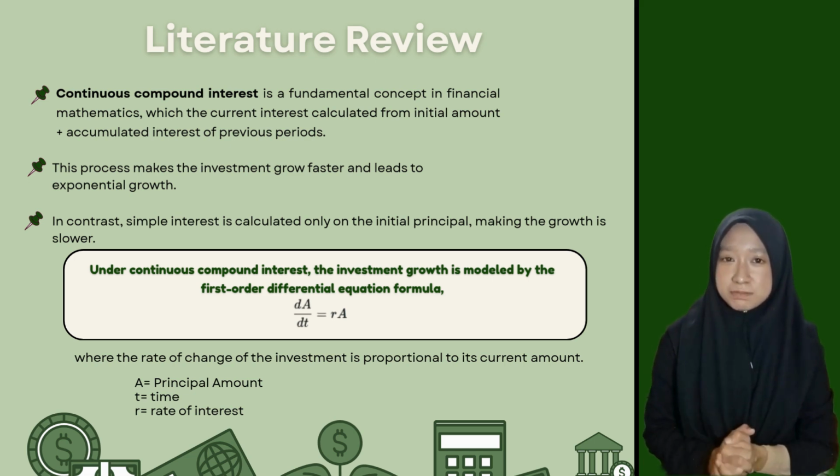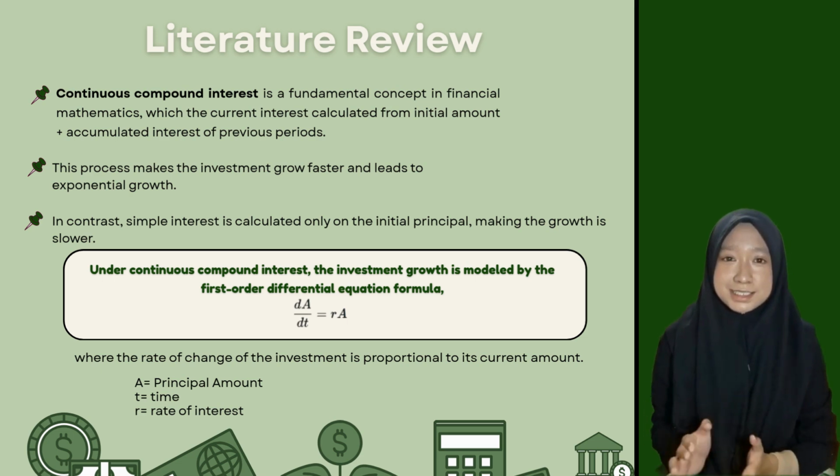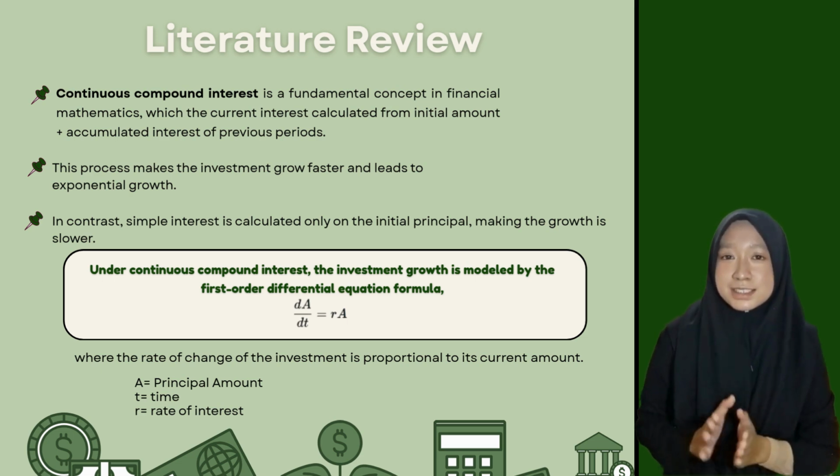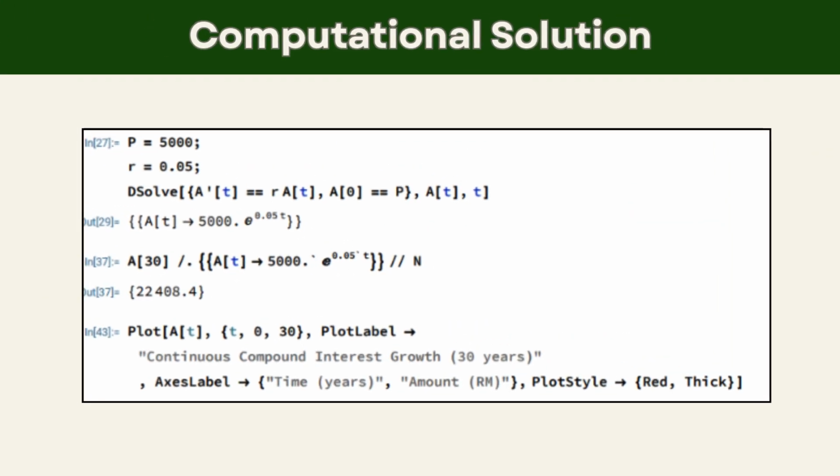Under continuous compound interest, we generate a first-order differential equation formula, which is dA/dt = rA, where A is the principal amount, t is time, and r is the rate of interest. So, here is the computational solution.